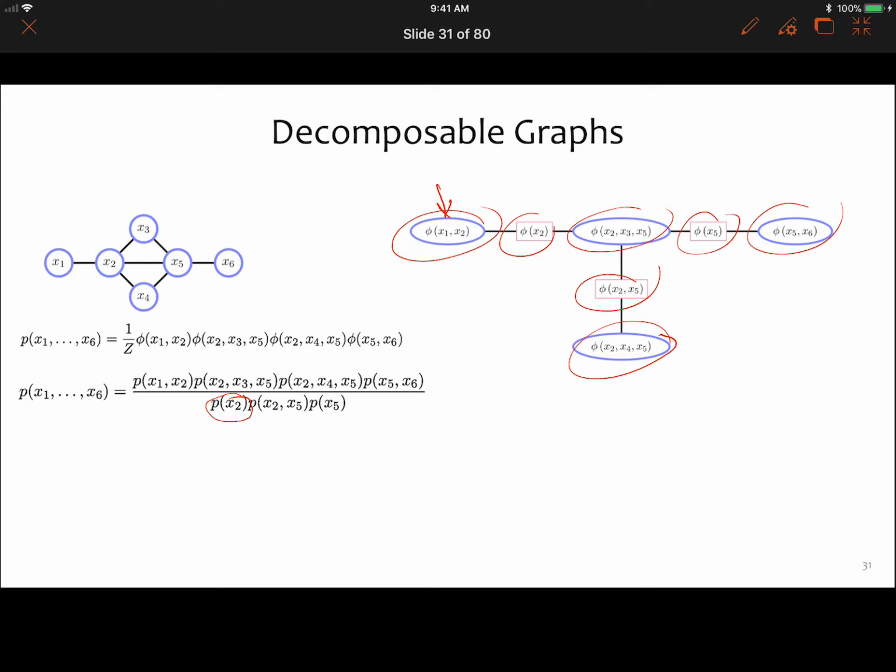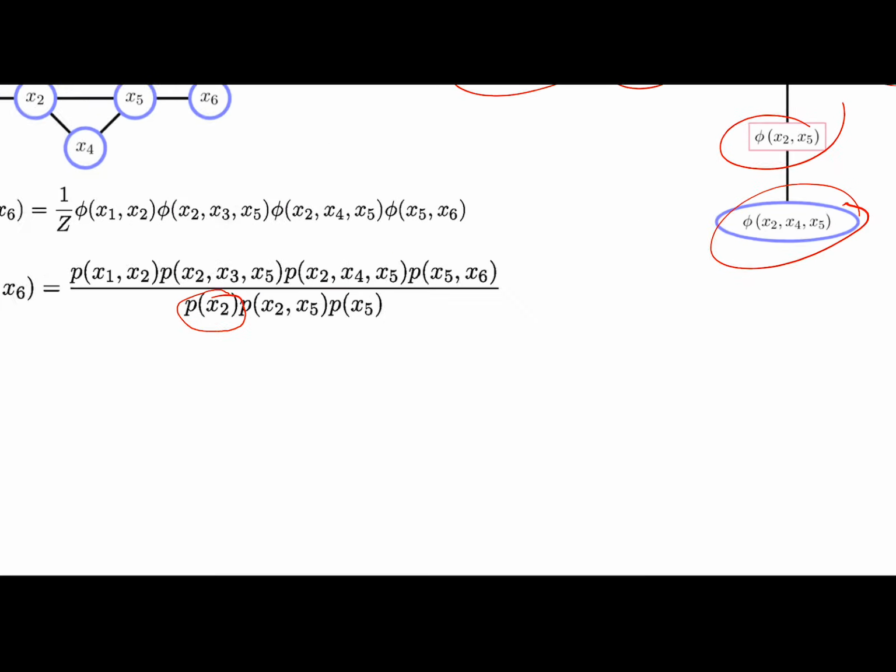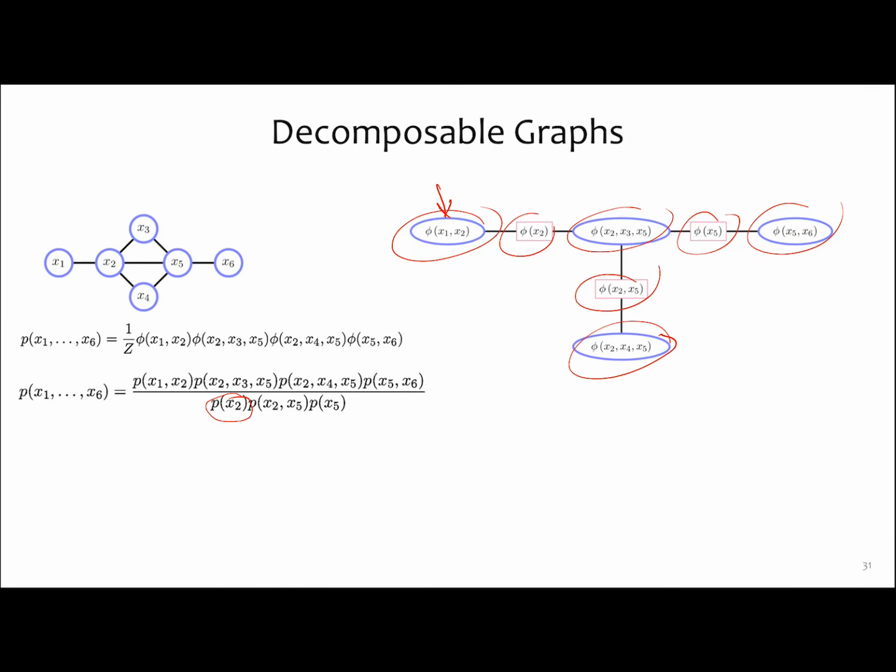So let's do this. I can start merging these two together. So what would I get if I merge these two together? Yes, so I get P of x1 given x2. Okay, if I merge, let's say, these two together, what do I get? 2 and 5. And the same with this, right?